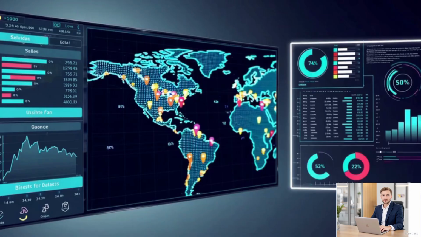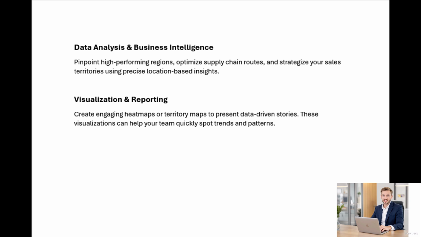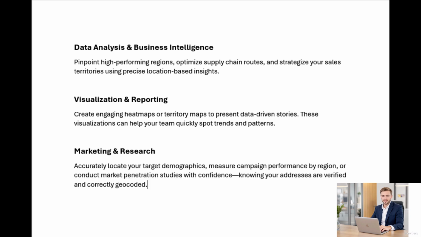So how do you put your newly geocoded and verified data to work? For data analysis and business intelligence, you can pinpoint high-performing regions, optimize supply chain routes, and strategize your sales territories using precise location-based insights. For visualization and reporting, you can create engaging heat maps or territory maps to present data-driven stories. These visualizations can help your team quickly spot trends and patterns.